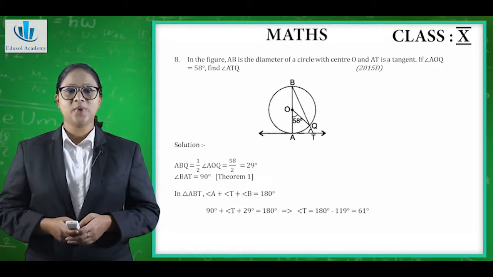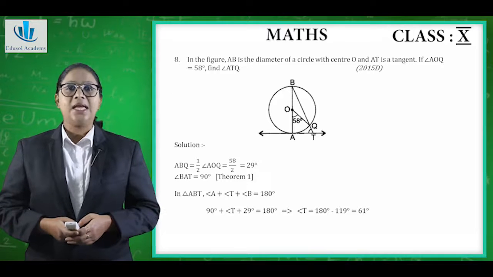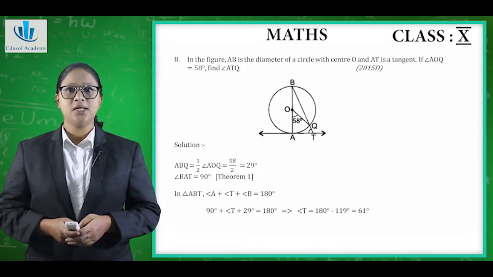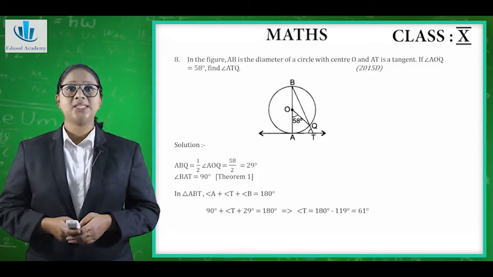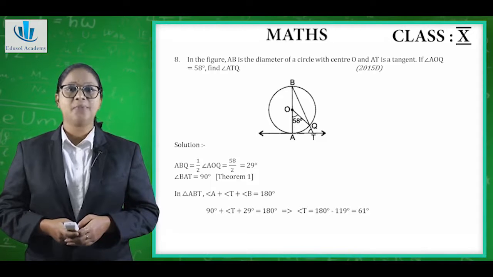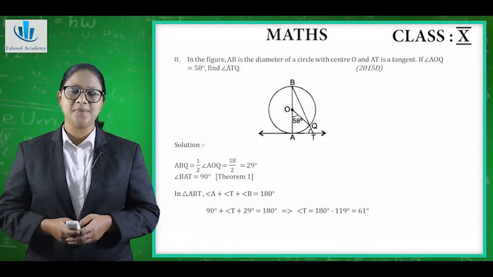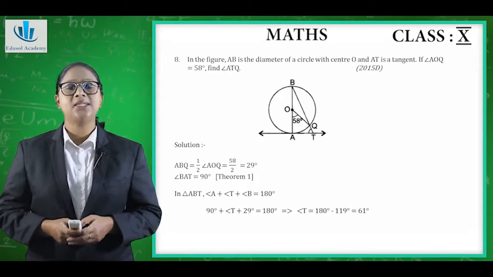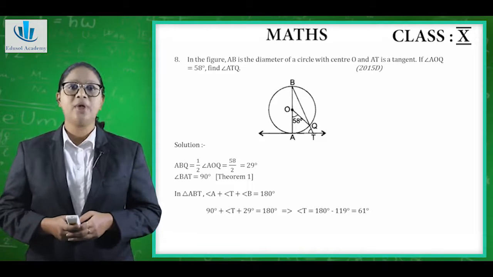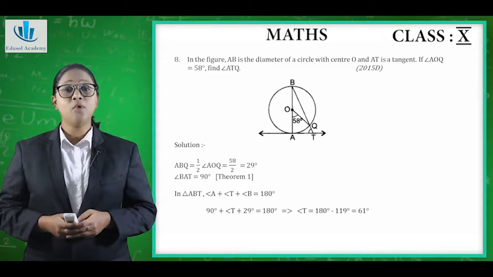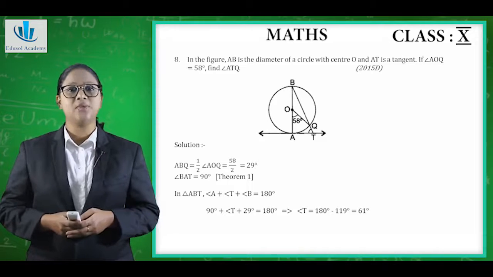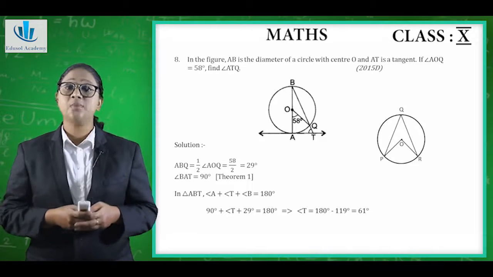Moving on to the next question. In the figure, AB is the diameter of a circle with center O and AT is a tangent. If angle AOQ is equal to 58 degrees, find angle ATQ. This is a frequently asked question. Before moving on to solving this question, have a look at the figure on the extreme right side.